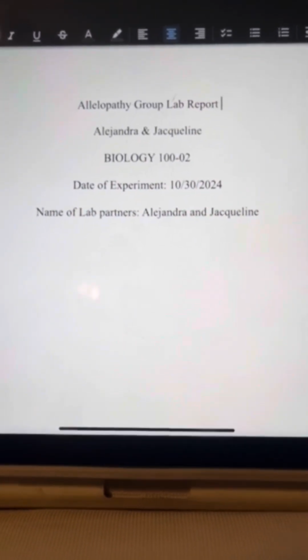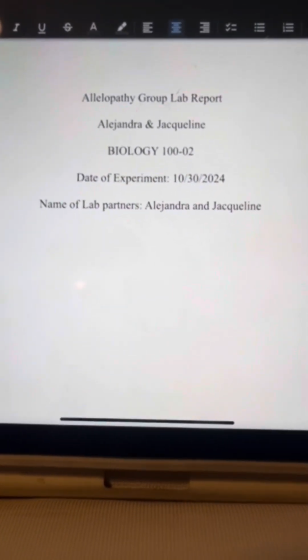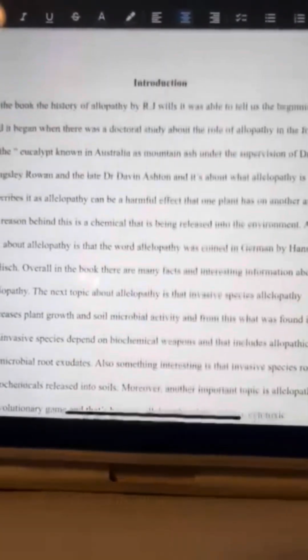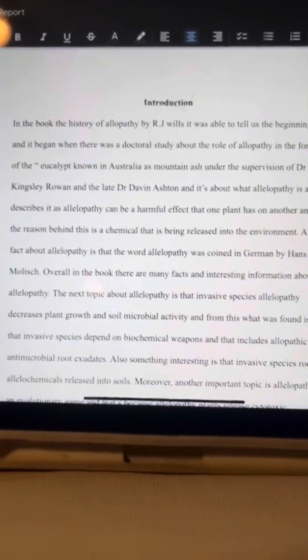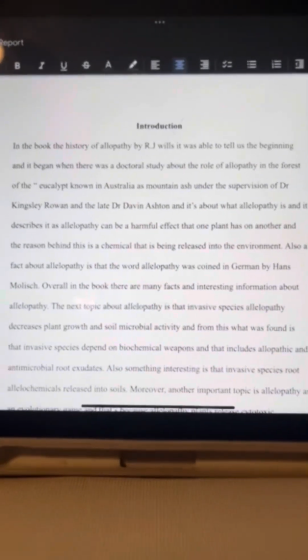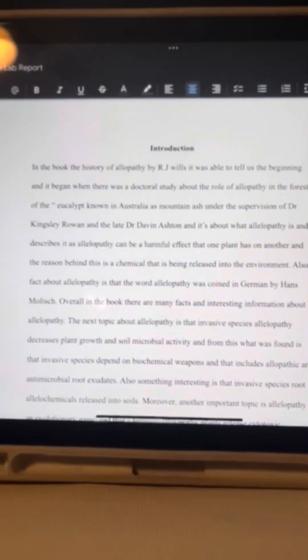Okay, this is our allelopathy group lab report. My name is Alejandra and I'm going to be doing the introduction. I found 4 references, and the first reference I'm going to be talking about is in a book.